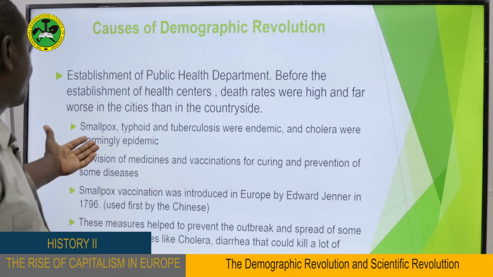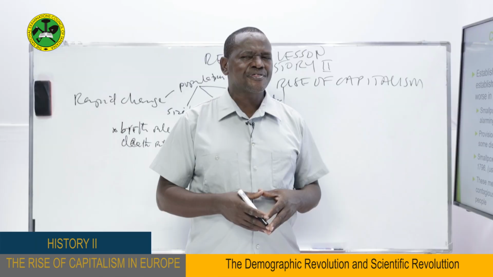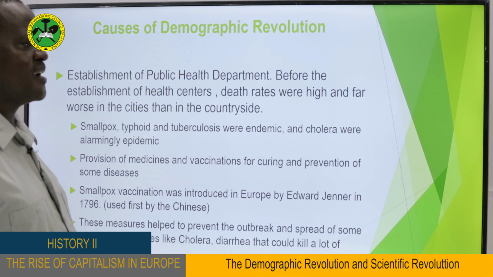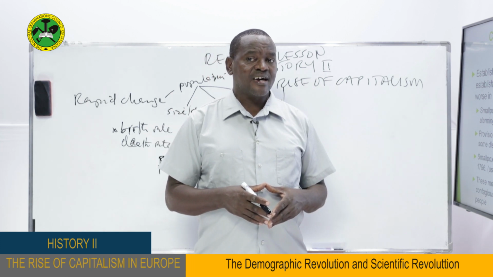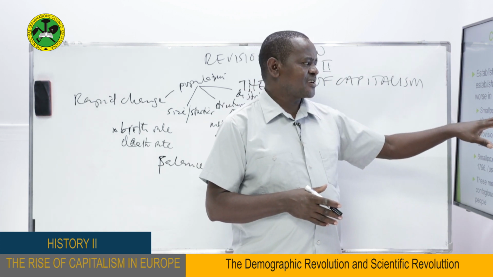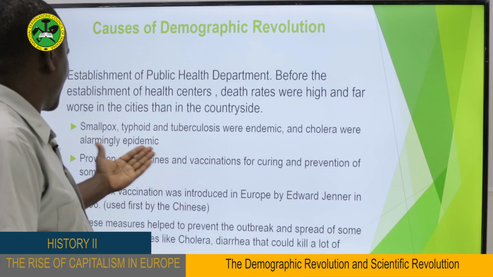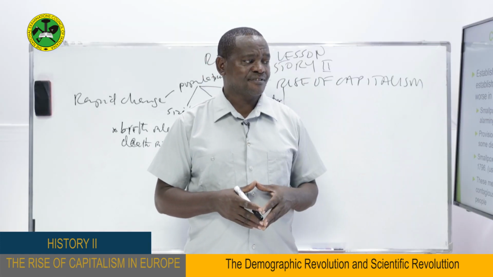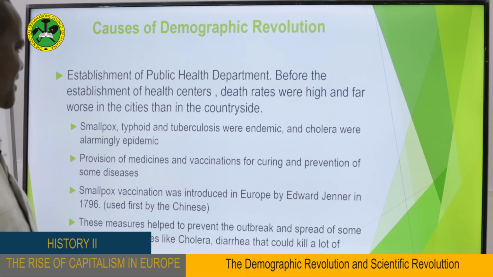My dear students, you remember smallpox, typhoid, tuberculosis, and these were the endemic diseases which were so threatening the life of people in Britain. But because of the establishment of the public health department, they were able to provide cure and prevention by issuing medicines and vaccinations. So people were treated for these diseases, and people who were to die because of those diseases were to survive. And also there was cholera, another alarming disease. So, my dear students, because of what I've just said, a lot of people were cured. Not only that, I have mentioned provision of medicine, vaccinations, and so on.